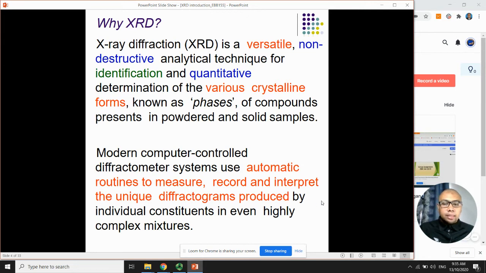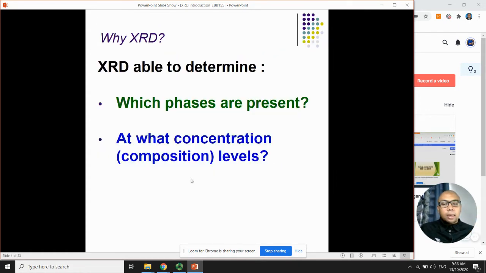The second part, as you can see on my screen, is the modern computer method, automatic routine measurement, and the diffractogram. What is the diffractogram? This diffractogram is produced when light passes through a small gap. In this kind of XRD application, we are looking for the d value, or what we call the interplanar spacing. What the interplanar spacing and the diffractogram are, I will share with you later in the next slide.